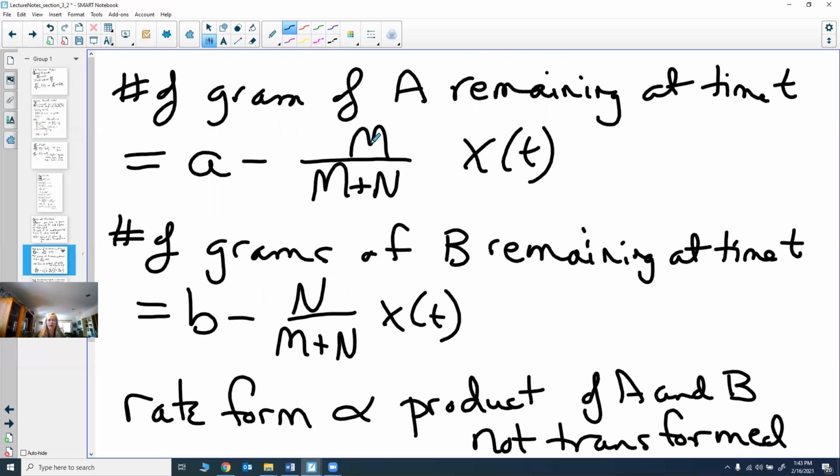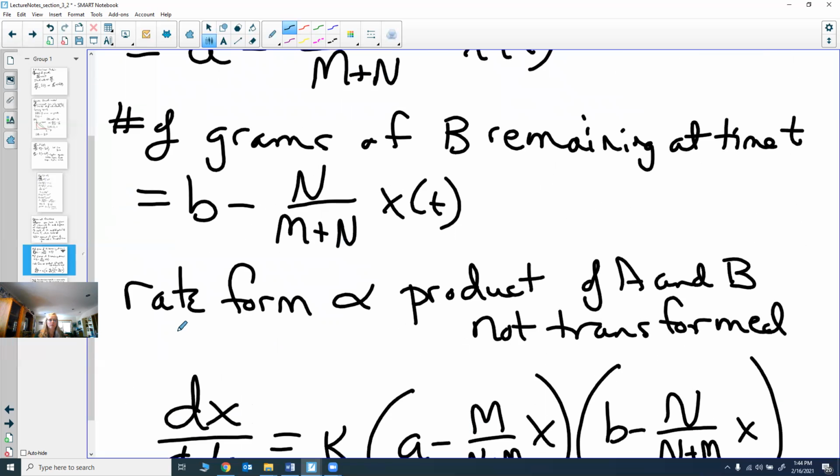So if you have, let's say, 5 grams of A and 2 grams of B, so you'd have 5 over 7. So 5/7 of it would go away because 5/7 of it made X. And 2/7 of it would go to making C. So that's why this works this way.